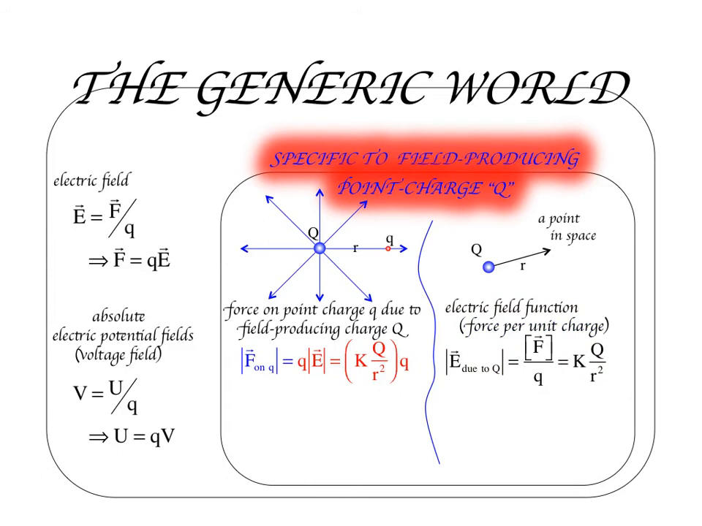And backtracking with that electric field function, we can now rewrite this side to say that the force on the charge is going to end up equaling Q times the electric field, where the electric field is K times the field producing charge divided by R squared.